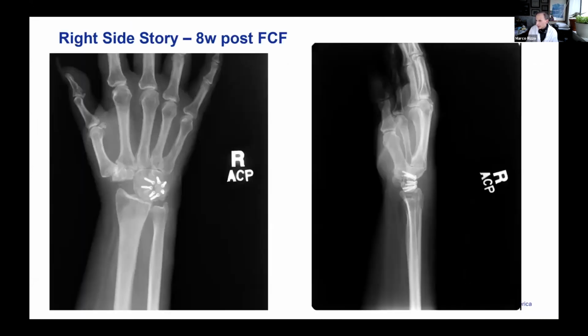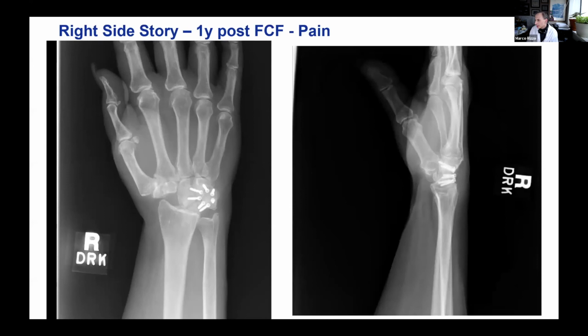She underwent a four-corner fusion on her right side and did okay for a short while, but we've seen this before where 1 year post-op, she's having pain. We had some concerns about potential non-union. The pain was fairly persistent. We discussed further motion-preserving procedures as she was reluctant to have a full wrist fusion.